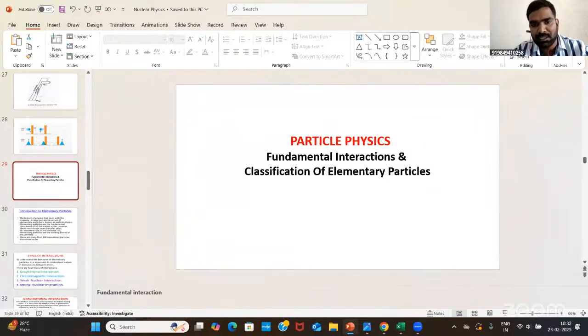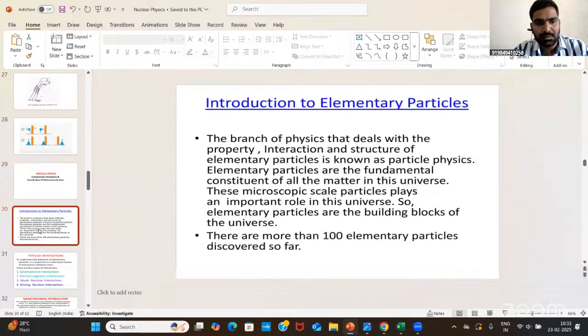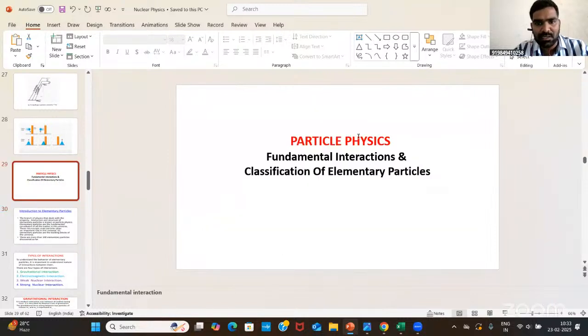Particle physics. We will see the fundamental interactions, classification of elementary particles, and what particle physics is. So, what does particle physics mean? Particle physics is a branch of physics which deals with the constituents of matter and radiation, and it also studies the interactions between them. Constituents of matter means what? There are some elementary particles in the nucleus, I mean the electrons, protons, and neutrons. We are going to discuss those elementary particles, the interactions between them, and the other interactions occurring in this universe.